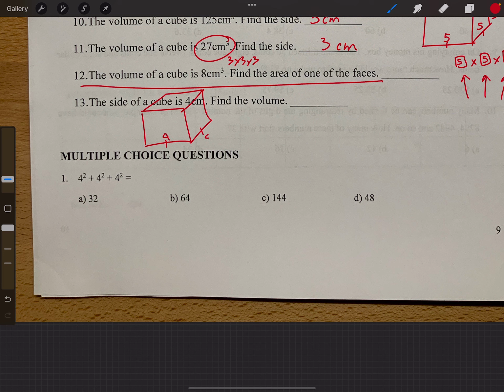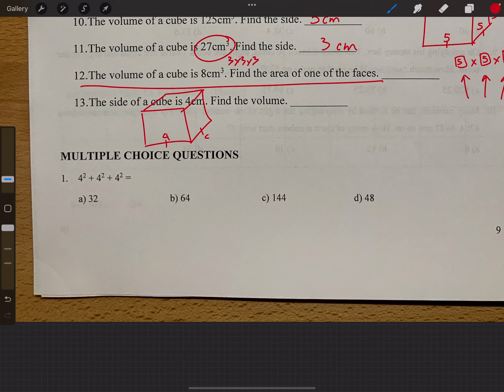Question 1. Just work out what the answer is. 4 squared just means 4 times 4. So that's that one, that's another 4 times 4, and that's another 4 times 4. Find the answer to all of these and then add them together. It's because we got the addition there. Not hard.